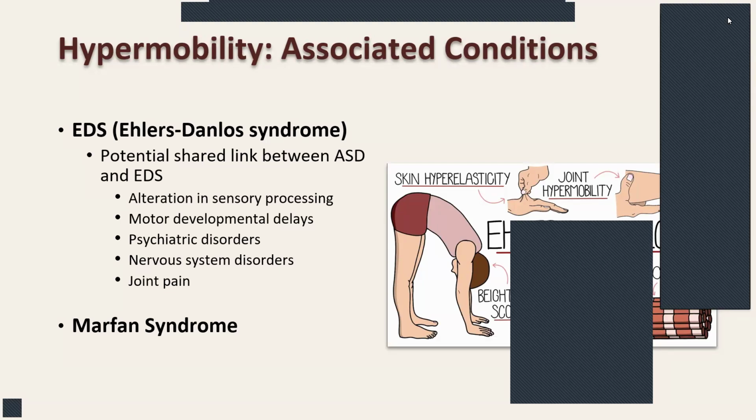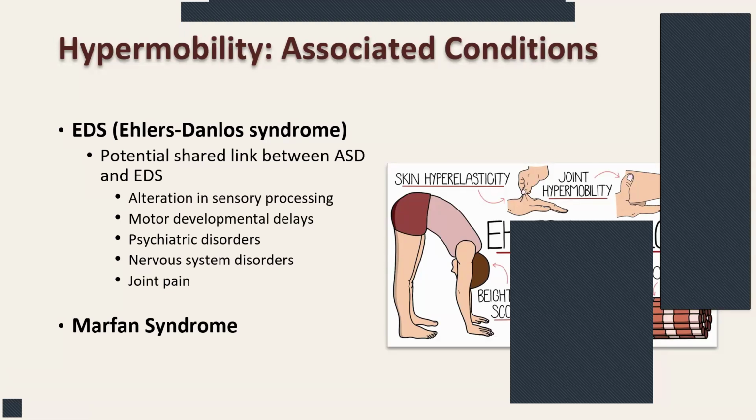So EDS is a group of genetic disorders involving formation of connective tissues affecting the skin, joints, and blood vessels. And the most common characteristics shared by individuals diagnosed with EDS are hypermobility, stretchy skin, and skin that bruises easily. And so that is EDS.